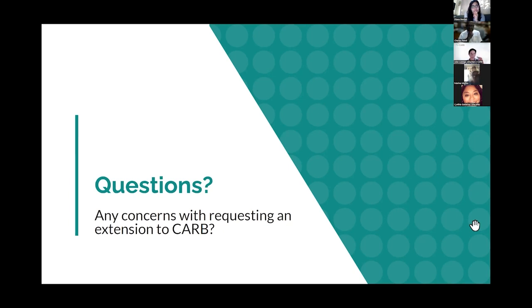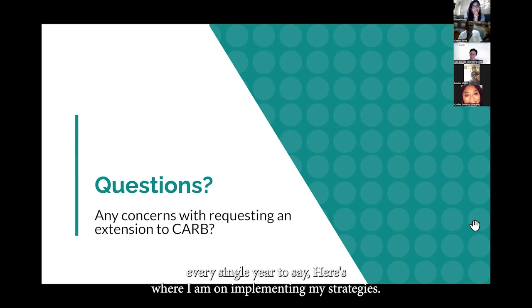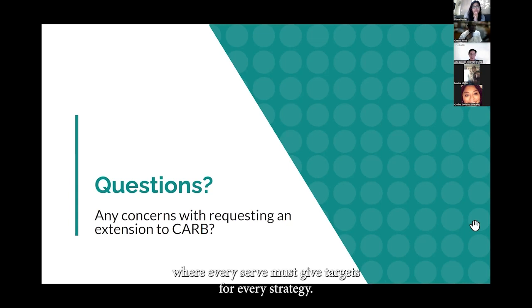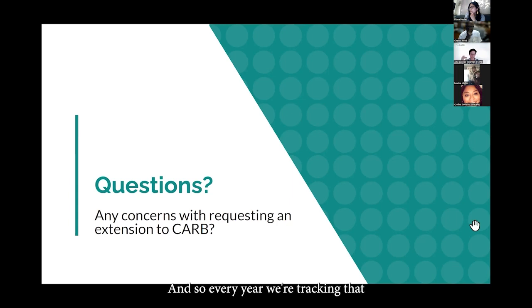There's annual reporting required for SERPs every single year to say, here's where I am on implementing my strategies. And then there are requirements in the blueprint, which is our guidance document on how to implement this program, where every SERP must give targets for every strategy. And year 5 is like a milestone year where you say, my plan will achieve these emissions reductions for my strategies. It'll be this much. And so every year we're tracking that.